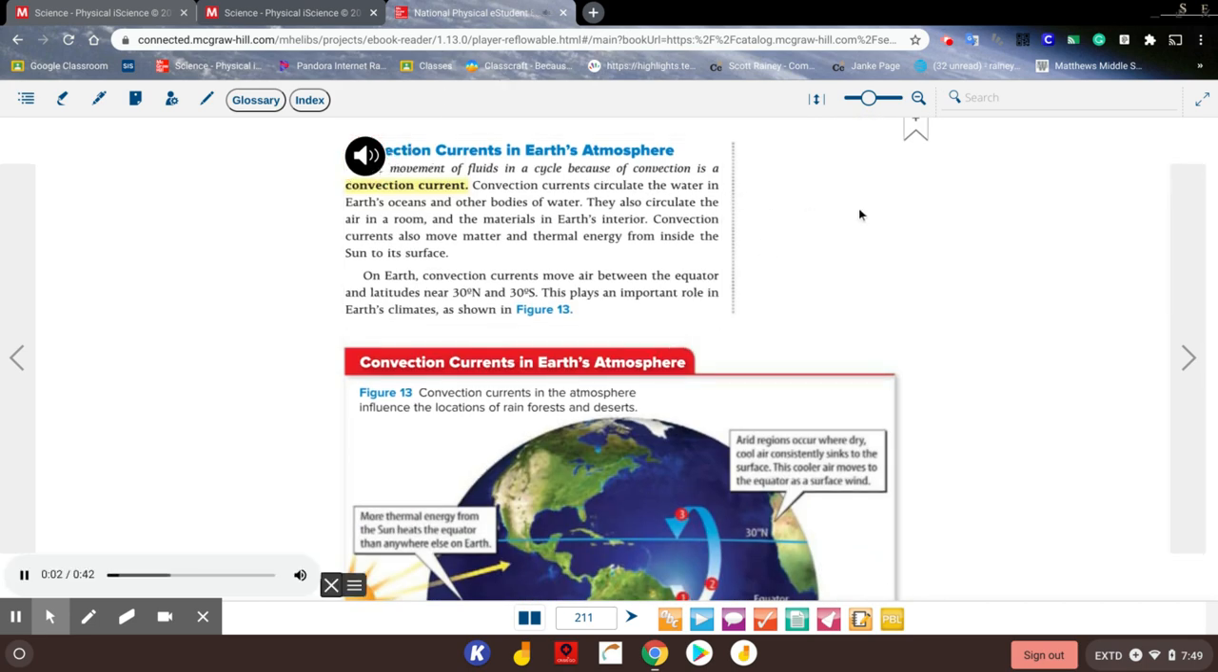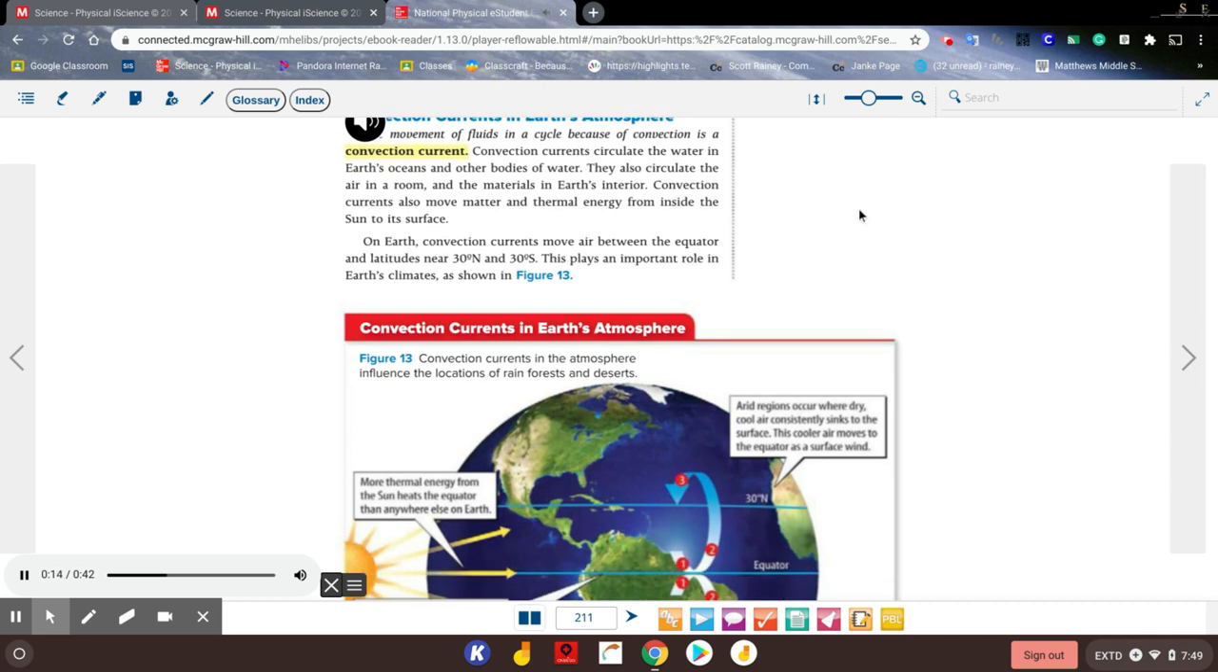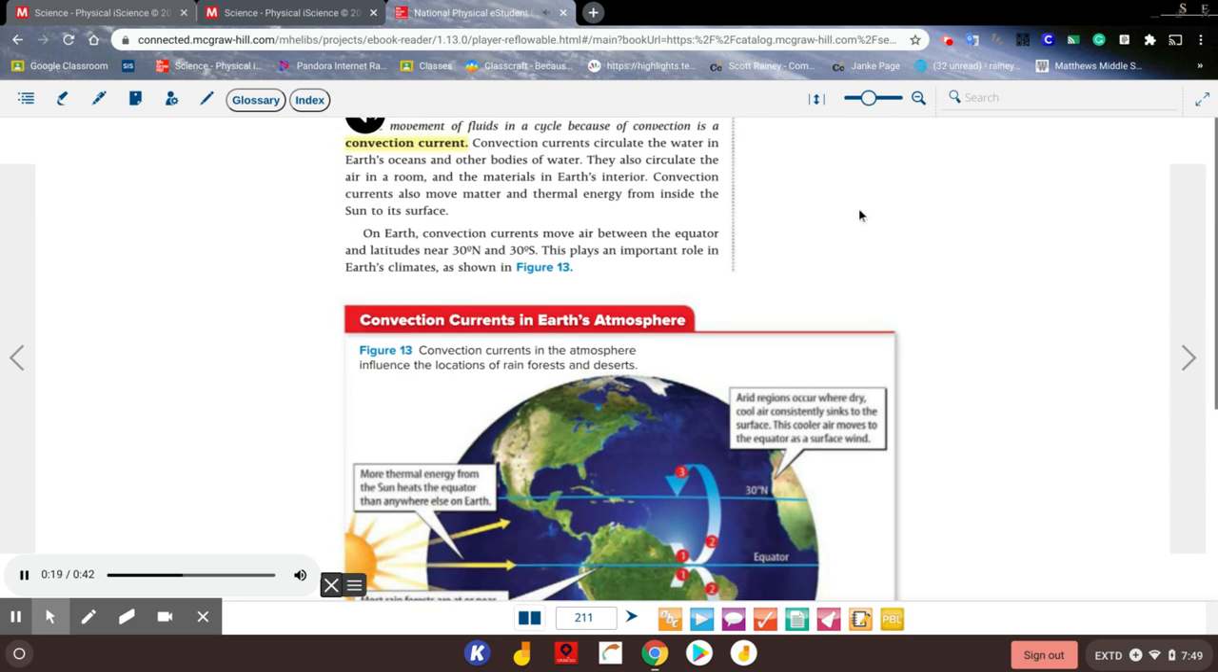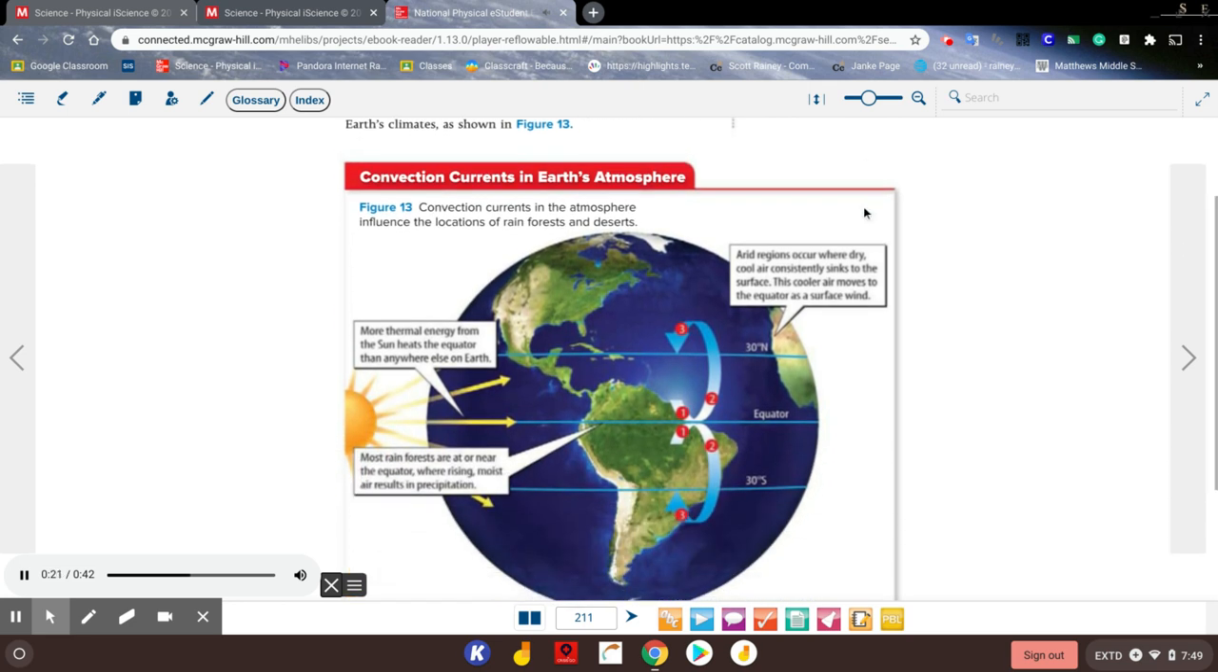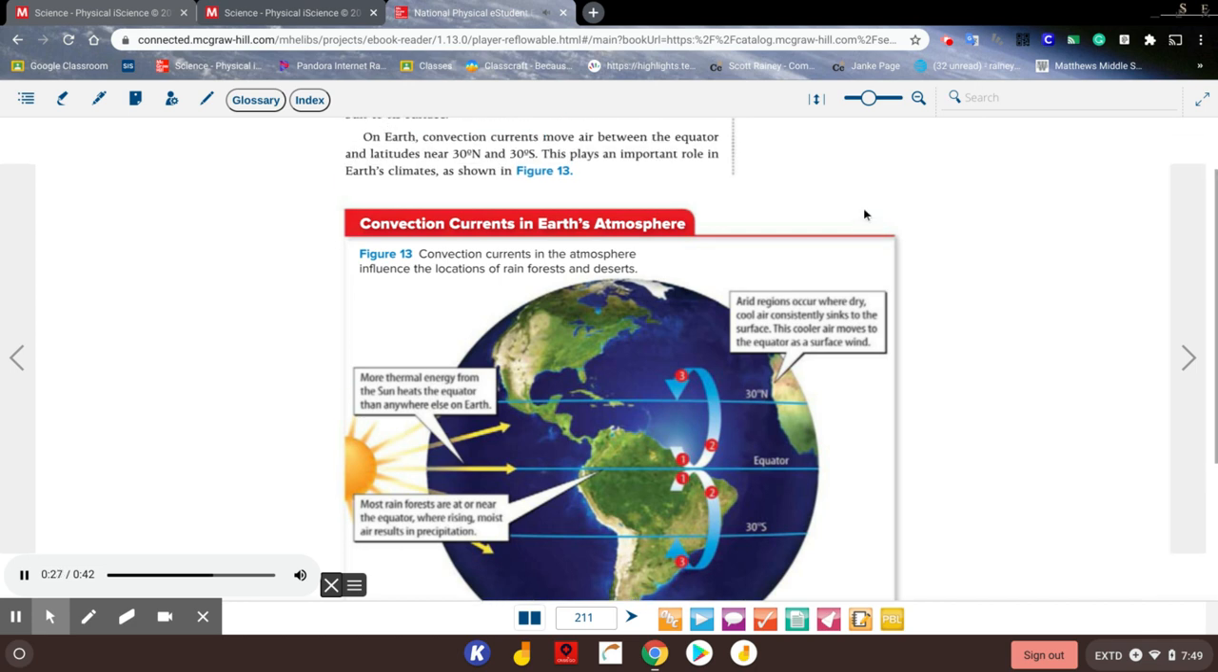Convection currents in Earth's atmosphere. The movement of fluids in a cycle because of convection is a convection current. Convection currents circulate the water in Earth's oceans and other bodies of water. They also circulate the air in a room and the materials in Earth's interior. Convection currents also move matter and thermal energy from inside the sun to its surface.